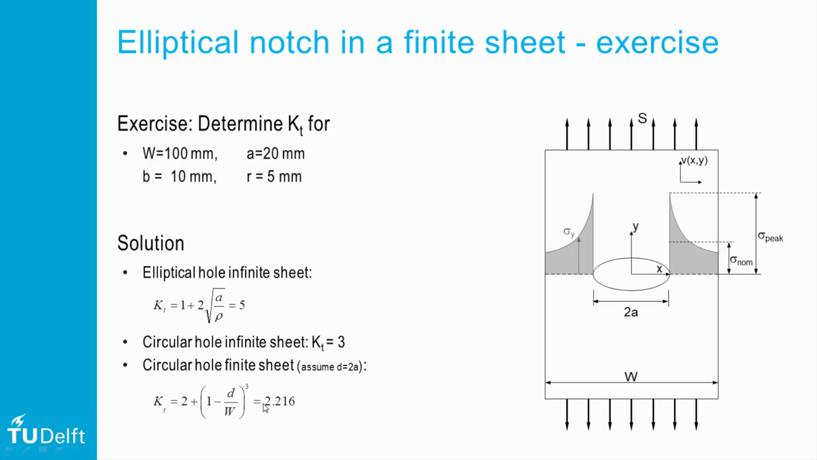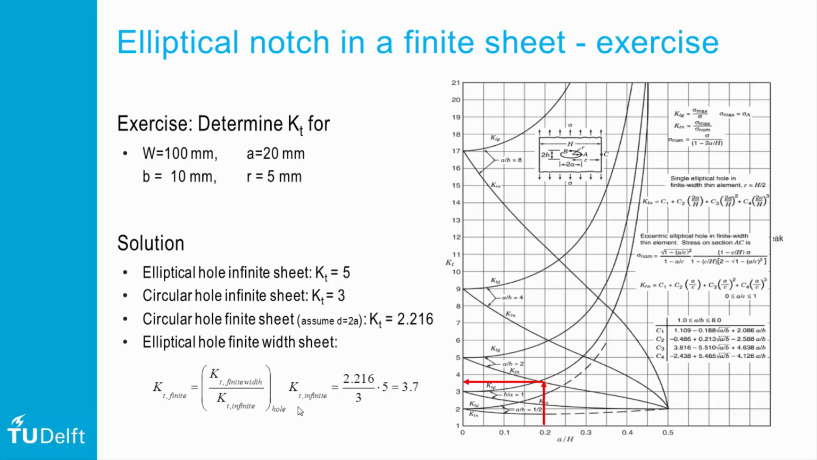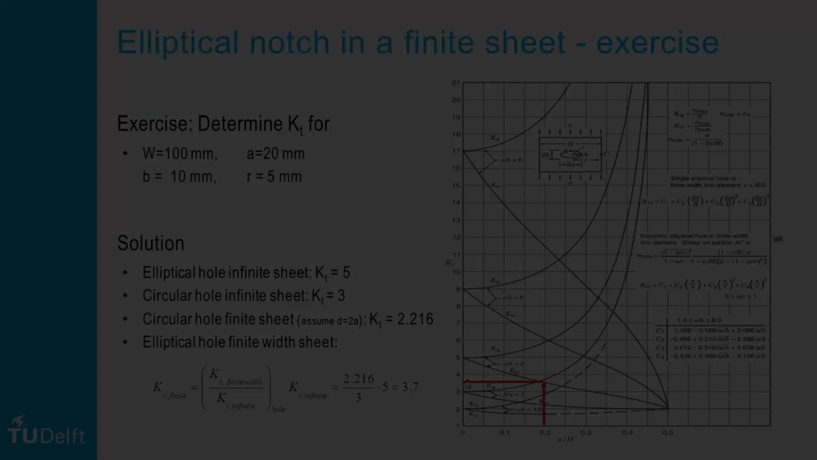So assuming the same ratio of elliptical over circular notch for infinite, I can take the ratio of 2.2 divided by 3 times the KT of 5, and that gives me a stress concentration factor of 3.7. Okay, this is an approximation, but how close are we? If we look up the chart in Peterson, for example, for the given dimensions of this problem, and we look up what the stress concentration factor is supposed to be, then we are fairly close. Although this is an approximation, it's a very good approximation.